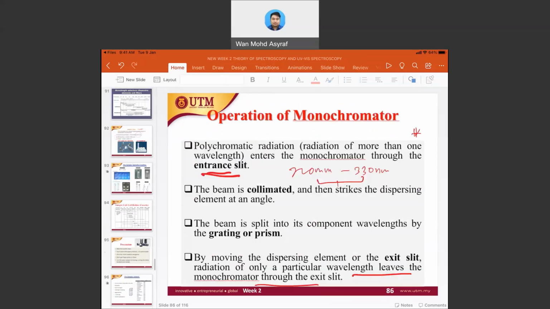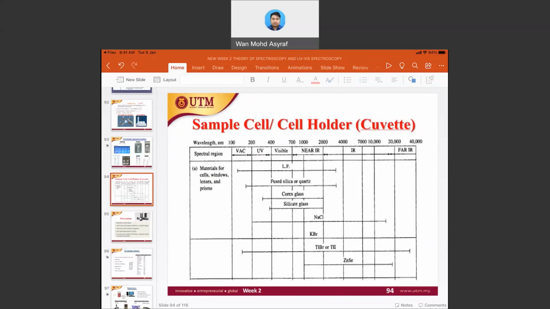Sample cell. So now I'm sure that you need to know the material the sample cell is made of. This is the same as what you looked into for the monochromator and the light sources. So we do have the material for your cuvette.